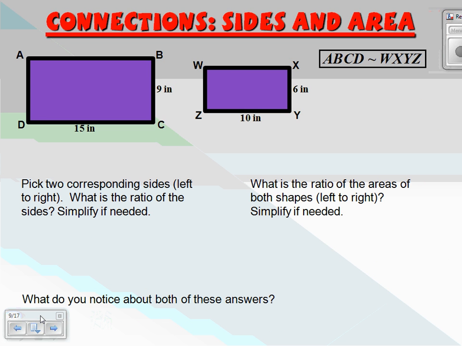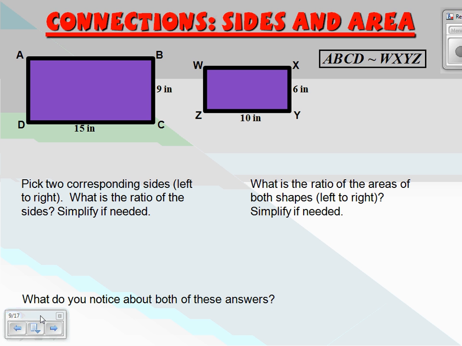Now, we're going to go to something a little more complicated. It's sides and area. It's a little different. It's not as easy as what we just did before. So, what we're going to do is do something very similar, but this time we're going to do it with areas.